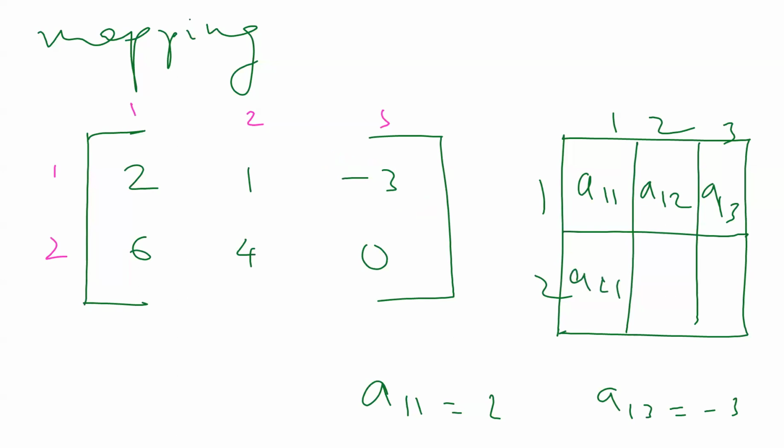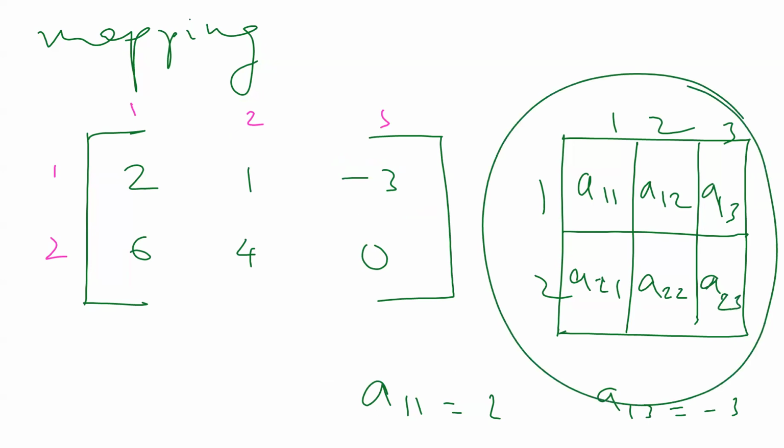This will be a21 and a21 is 6. This will be a22, second row, second column, and a23. So this is the mapping table.